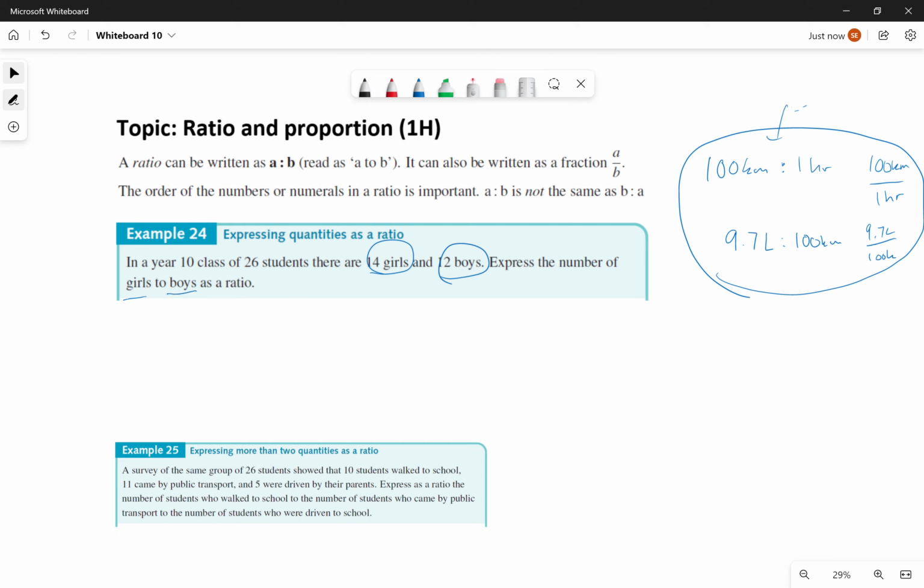So there are 14 girls to 12 boys. You could also write it as 14 over 12. Now note that 14 over 12 is not the same as 12 over 14, because that's saying there's 12 girls to 14 boys, which is just not right. So we'd write it like this one here, 14 to 12. Okay, we'll look at a second example.